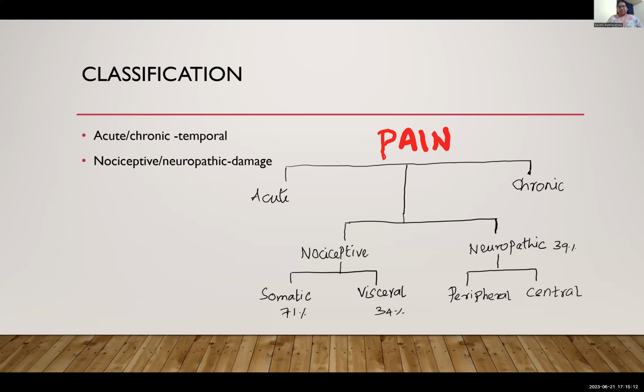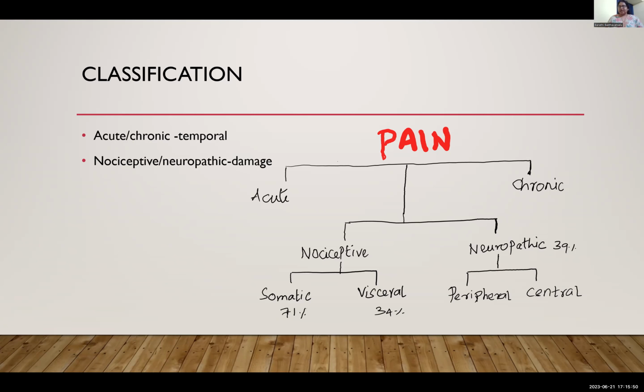Nociceptive pain and neuropathic pain, we'll be seeing in a little bit more detail a little bit later. So nociceptive pain usually occurs because of tissue damage. This is classified again into somatic and visceral. So somatic pain is very common, in 71% of the patients, and visceral pain occurs in 34% of the patients. So this percentage is just to give you an idea about what kind of pain is very common, so that you are aware when you are treating pain.